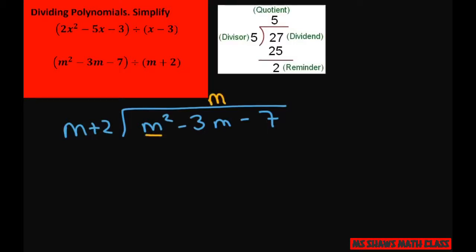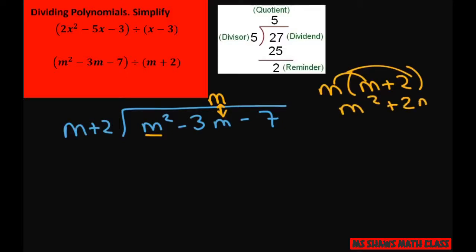I like to keep these in order like that. If you don't, it's not like things are going to get bad. It's just nice to keep it in order. So we're going to get m squared plus 2m. M squared plus 2m. And then we subtract both terms. That's why I put this in parentheses.